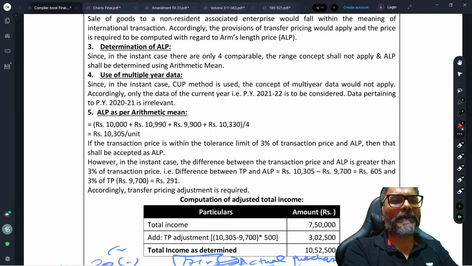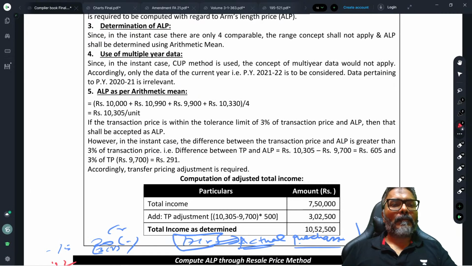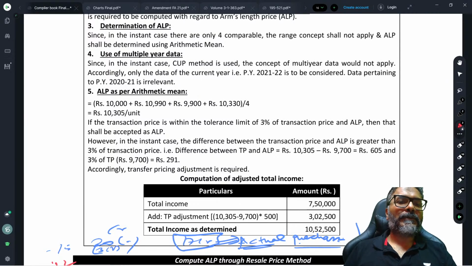Yeah Prem, the 3% part only I just wanted to explain. So students, over here if you all will see, 3% of the transfer price is what you are having over here, isn't it? Now see the computation in this case. So what is the concept of 3%? The concept of 3% is that the arithmetic mean will be compared with the transfer price.